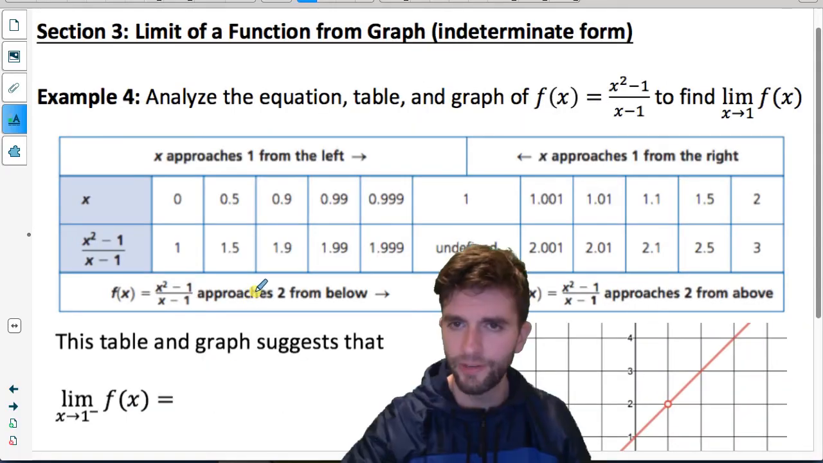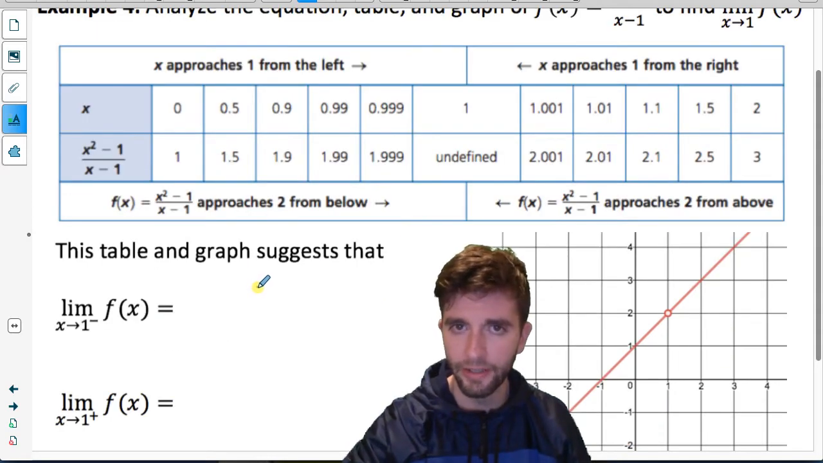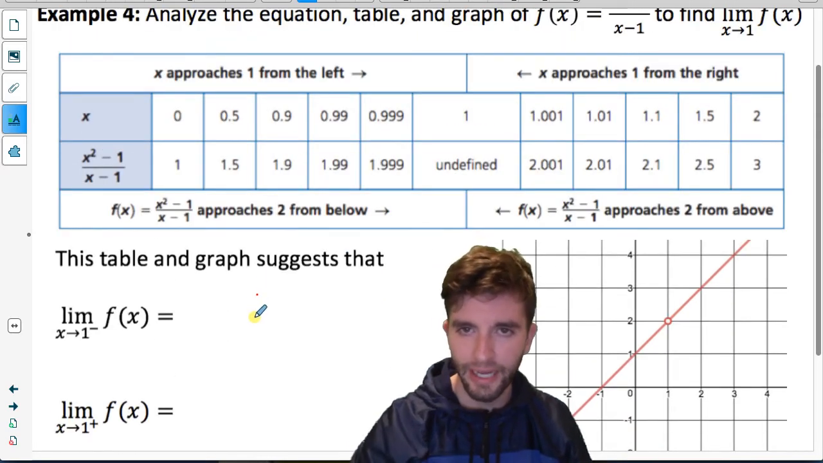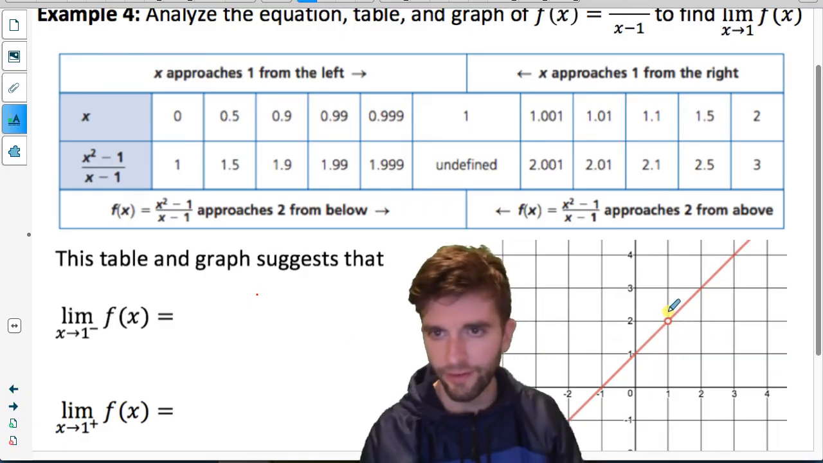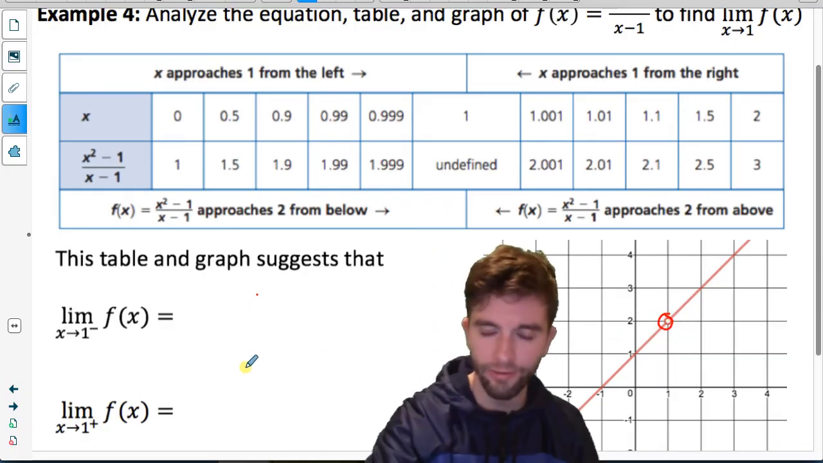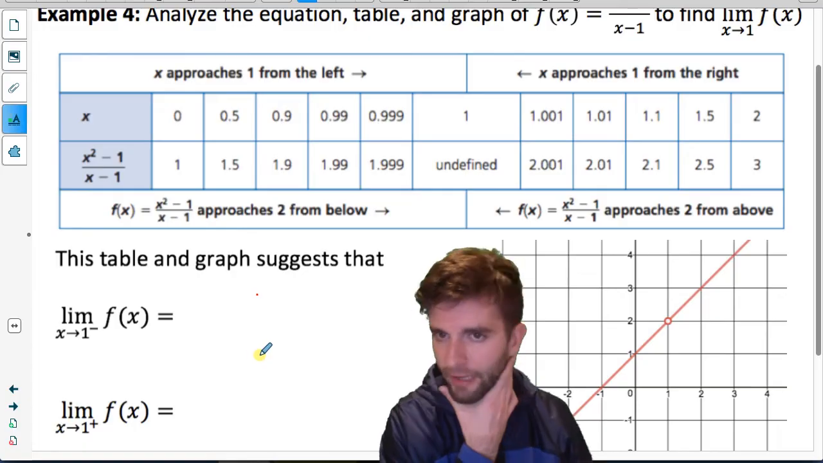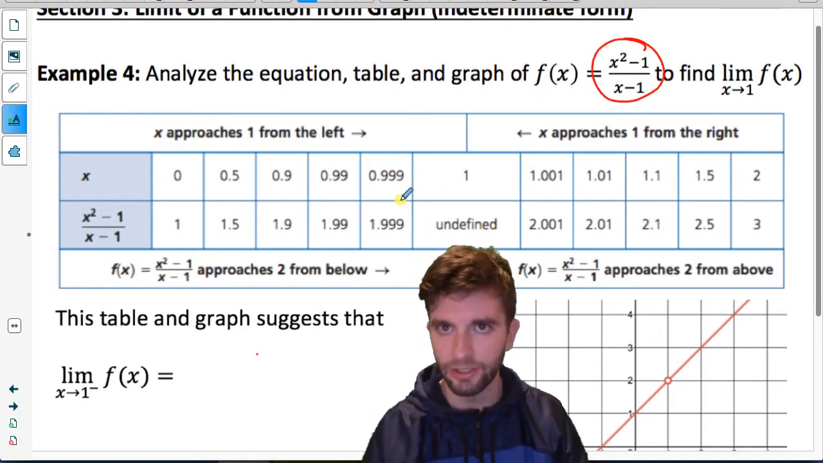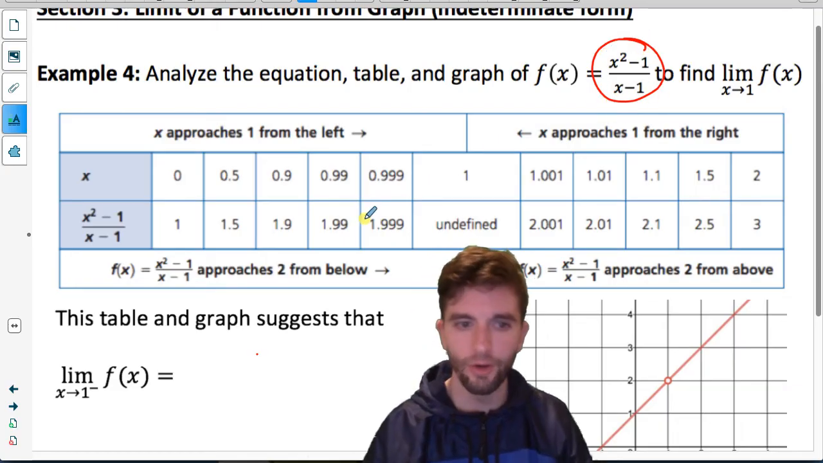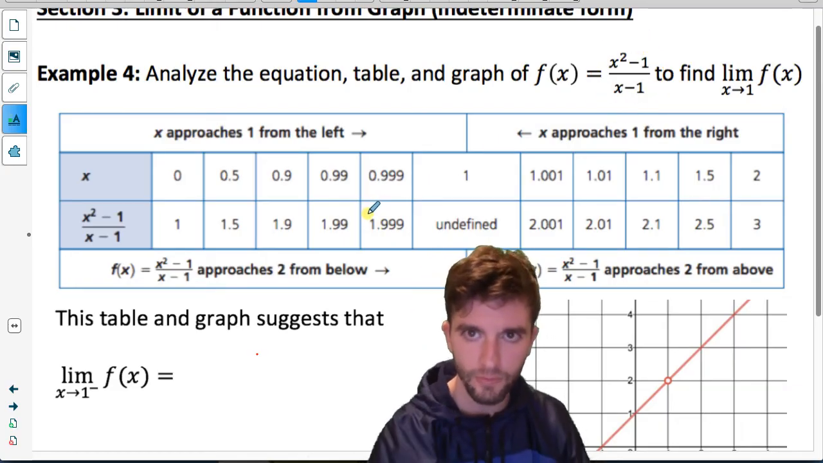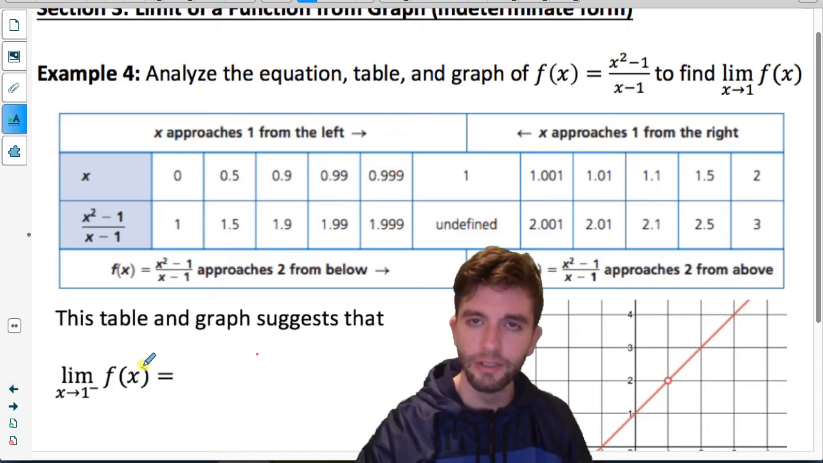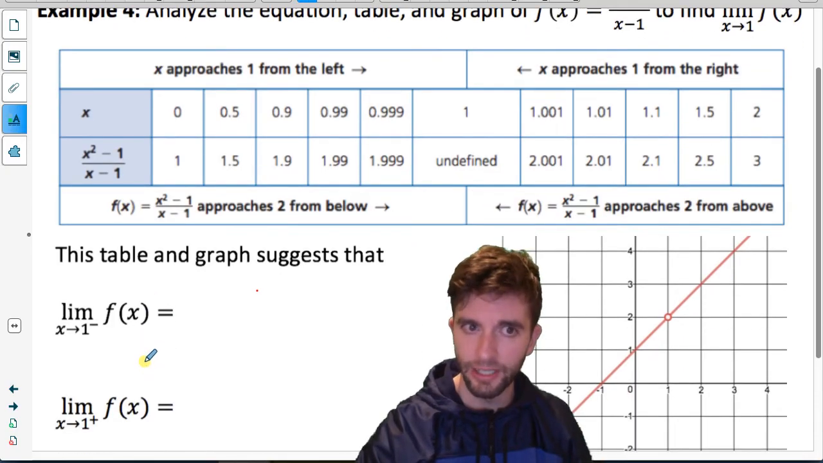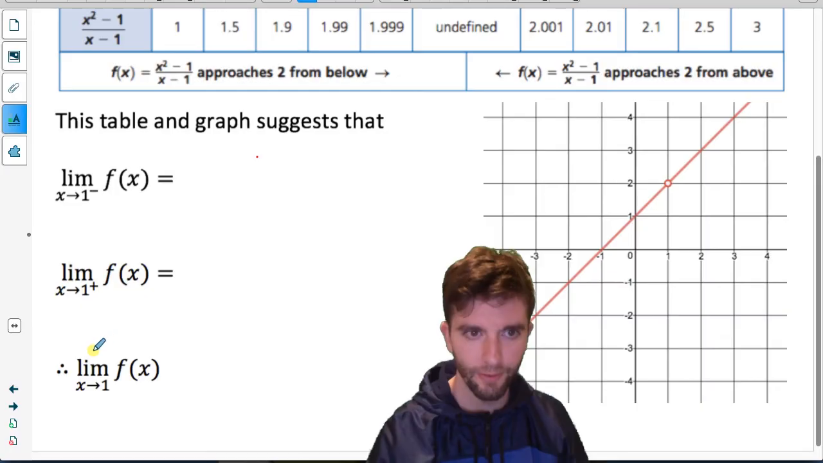Alright, this example is very similar to the last one we did, but instead of there being an asymptote, the restriction on the function actually shows up as a hole in the function. So let's look at how that affects our limits while we're calculating them. So here's the equation of the original function. f(x) equals (x squared minus 1) over (x minus 1). We're going to find the limit of the y values of that function as x approaches 1 from the left, from the right, and then the overall limit as x approaches 1 of the function.